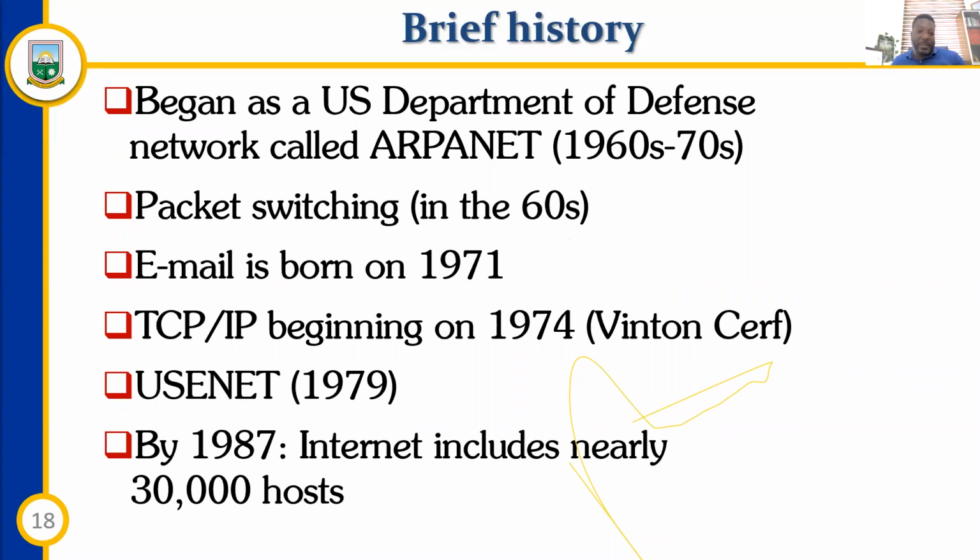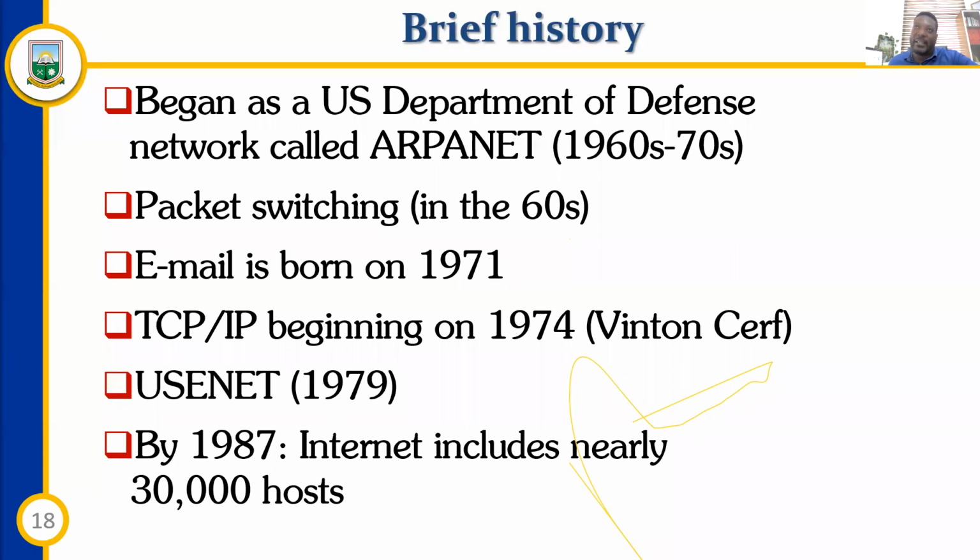Then TCP/IP began somewhere in 1974 and was more or less invented by Vincent Cerf. Cerf or Cerf, any of them would work. By now, I believe you know what TCP is and what IP is. Somewhere, Usenet also came into being in 1979, and somewhere by 1987, the internet included nearly about 30,000 hosts.